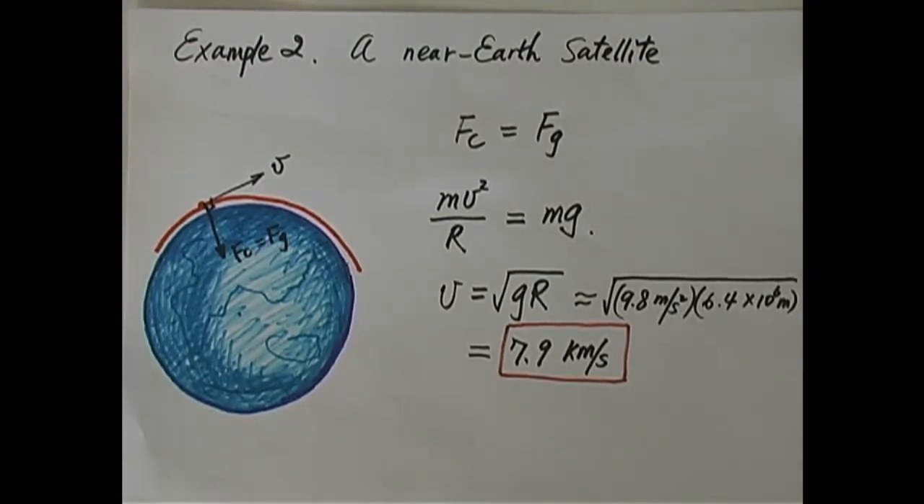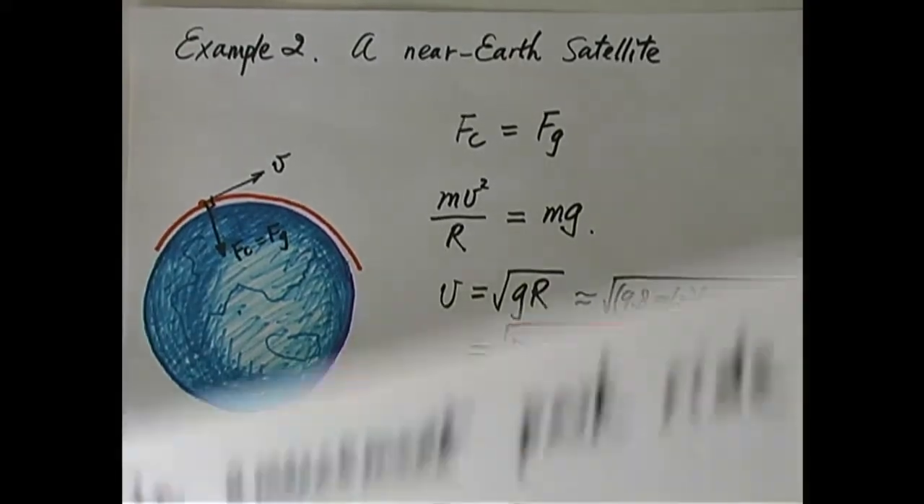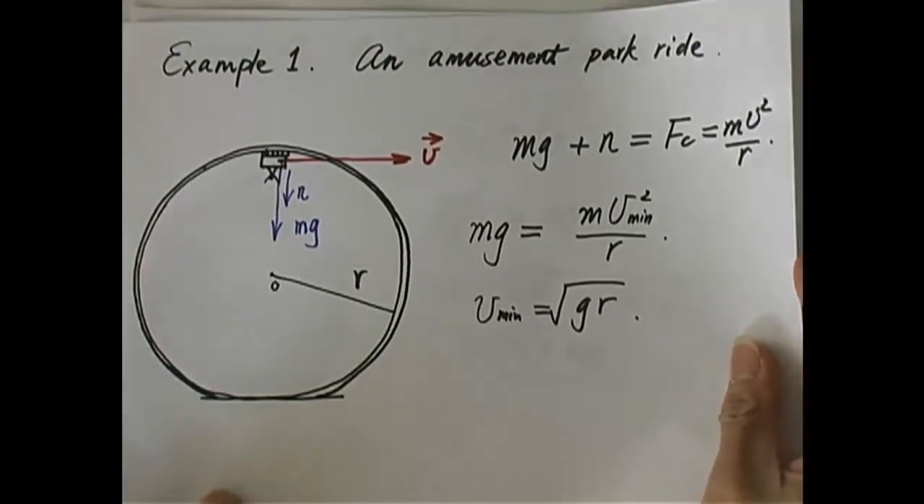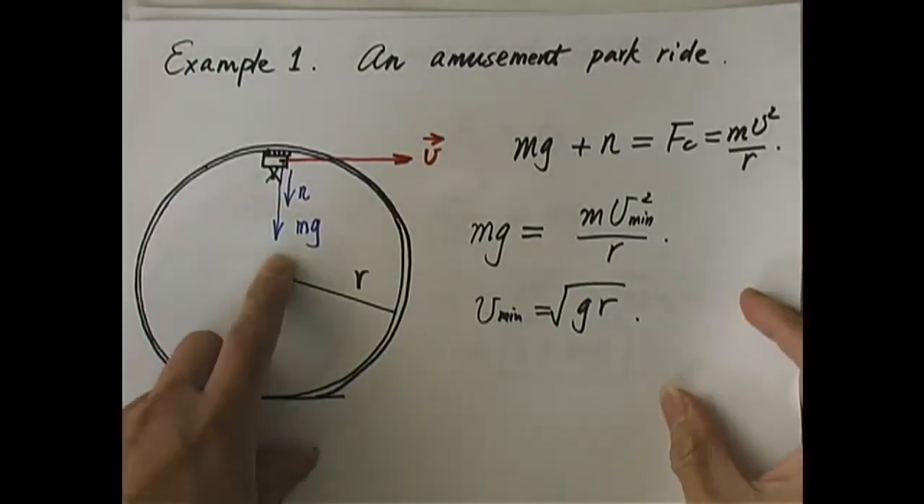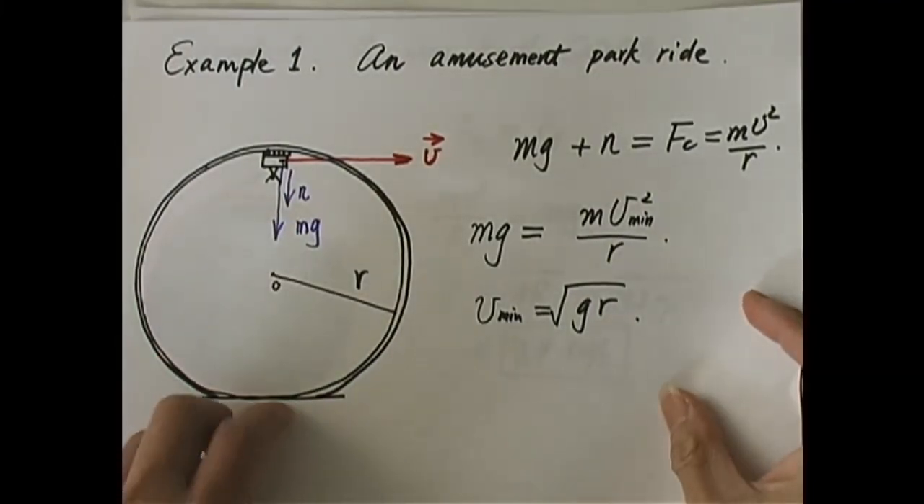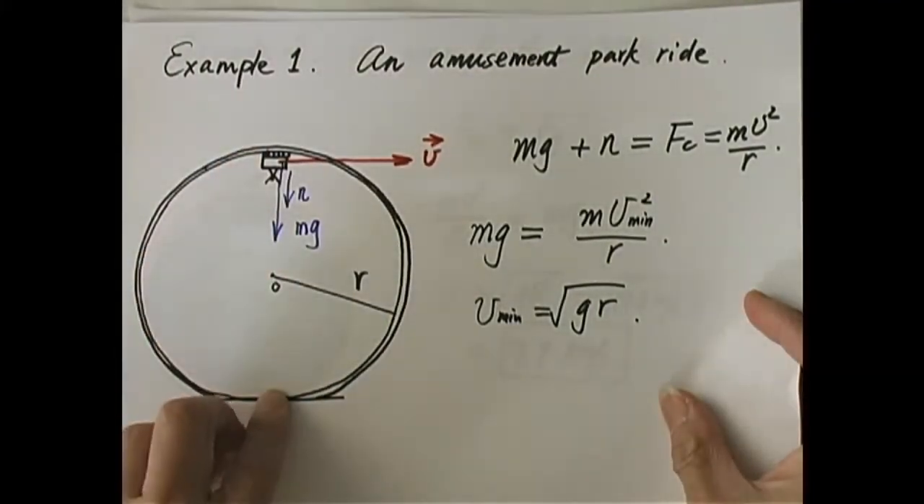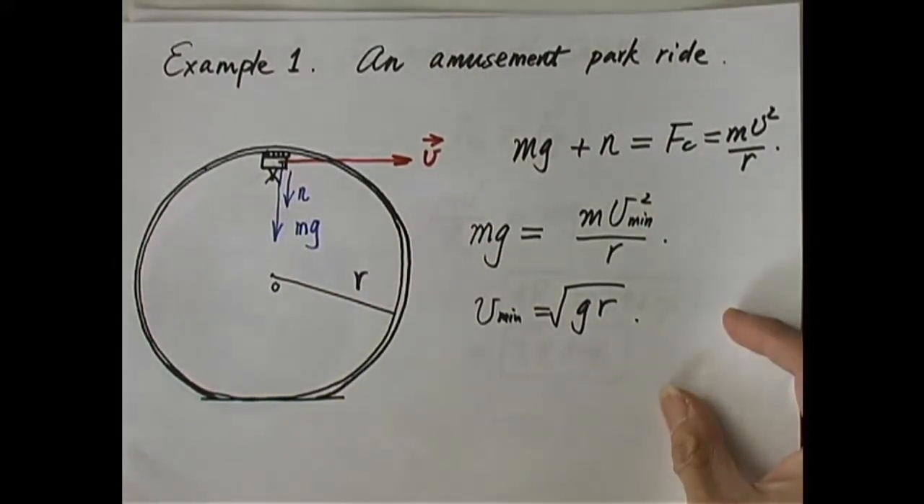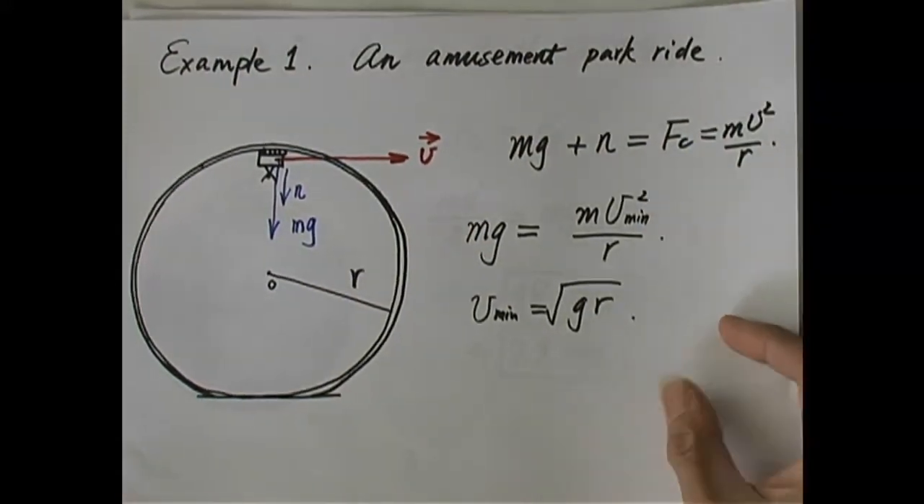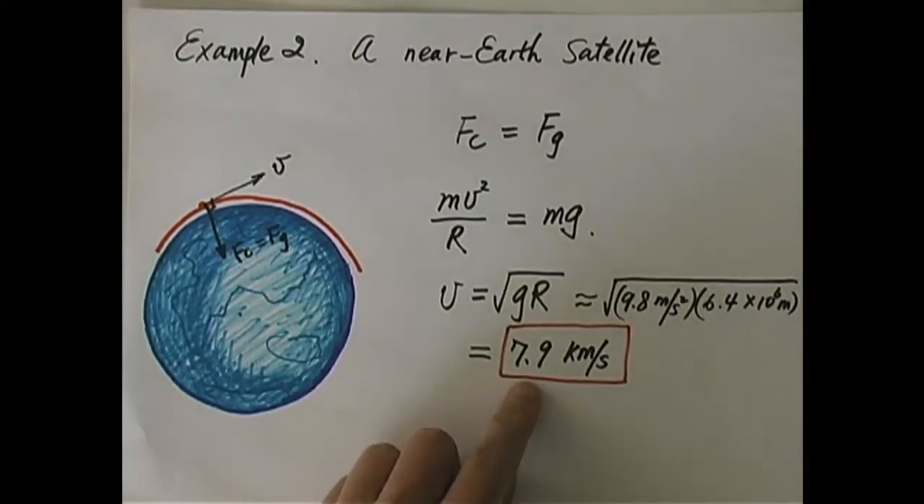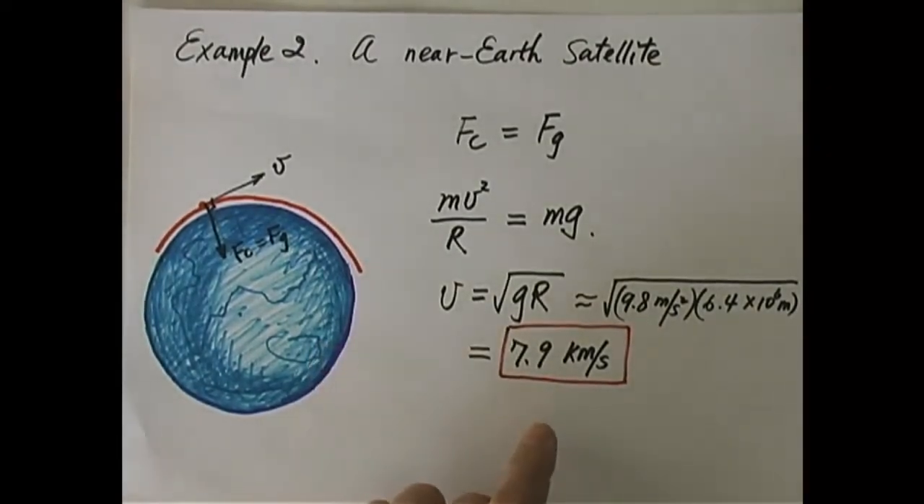Now, of course, the number here is far greater than the number we got for the amusement park ride. Even if you look at quite a tall one, 120 meters in diameter, you're still looking at only about 55 to 56 miles per hour. Here, looking at about 5 miles per second, right? The numbers are very different, but I don't want to emphasize the difference. I want to emphasize the similarity.